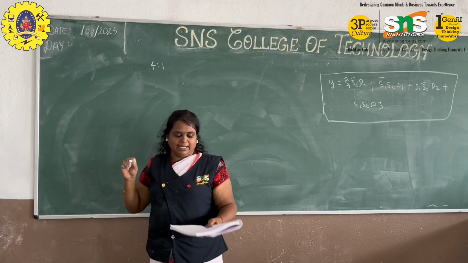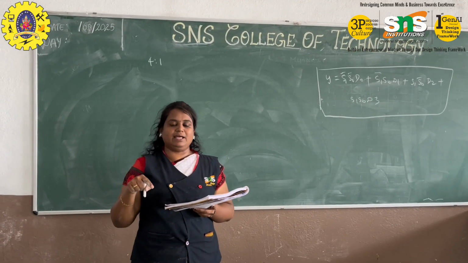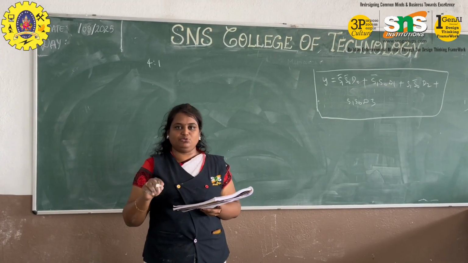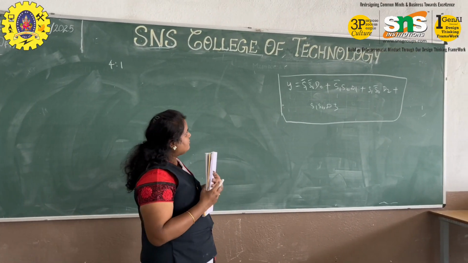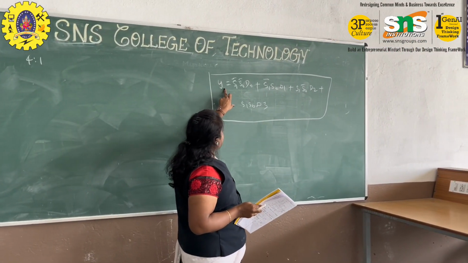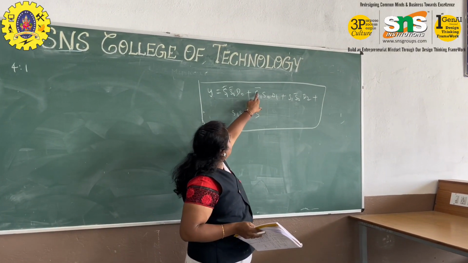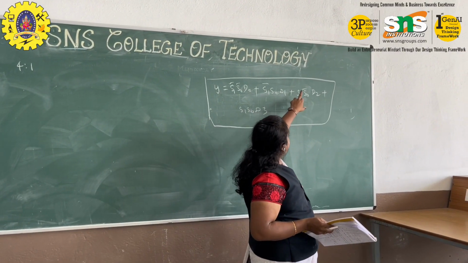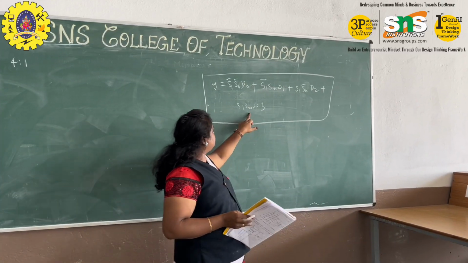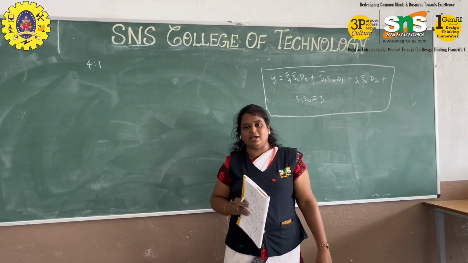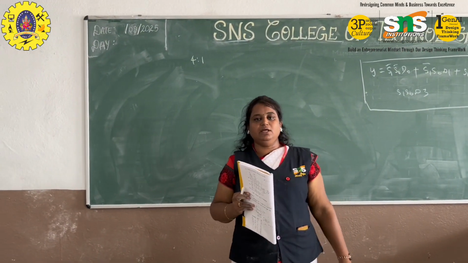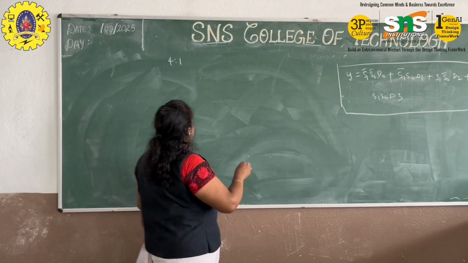In the 4:1 multiplexer, we saw the block diagram and then the truth table. This is the equation we derived from the truth table: Y is equal to S1 bar S0 bar D0 plus S1 bar S0 D1 plus S1 S0 bar D2 plus S1 S0 D3. These are the functions we derived. Now I'm going to draw a logical diagram.